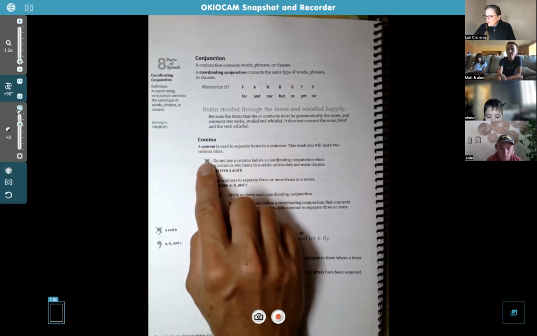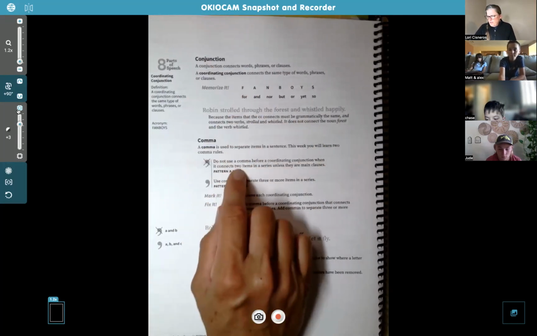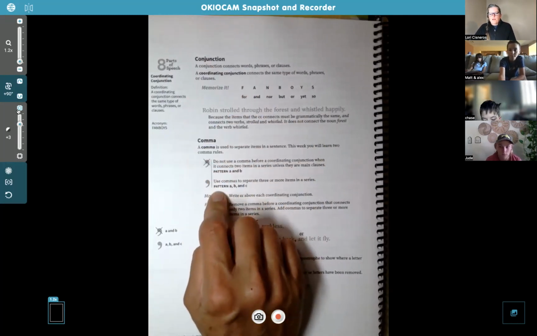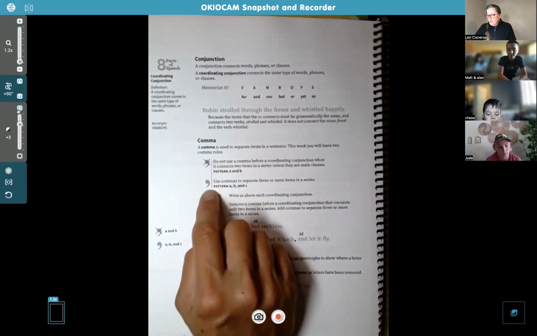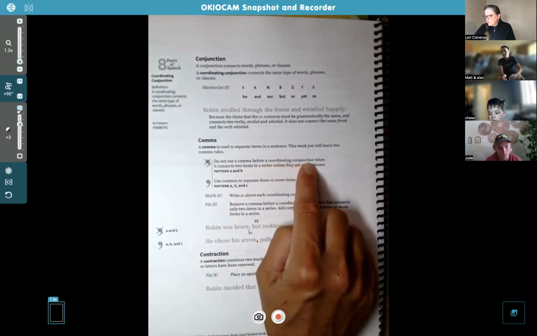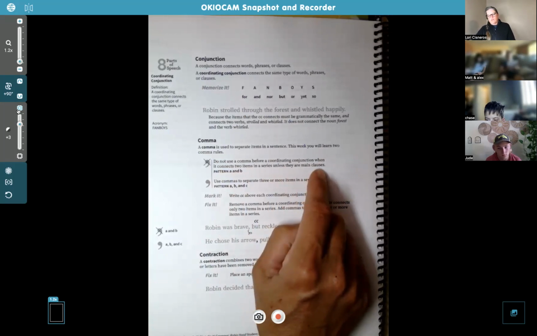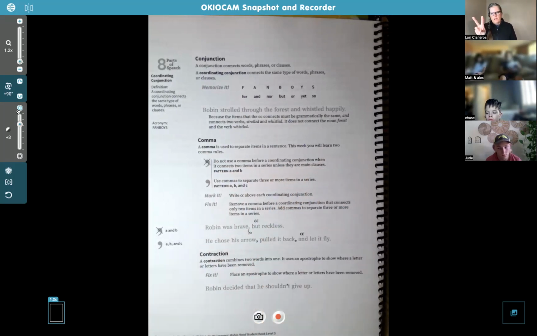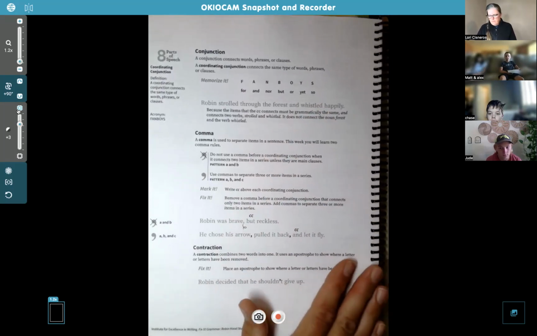Okay. We're going to talk about some commas and conjunctions, okay? So there's a couple of rules here. They always put an X over the comma for the times you don't use it. And then it says, do not use a comma before a coordinating conjunction when it connects two items in a series unless they are main clauses. So whenever you have two things like strolled and whistled, no comma.